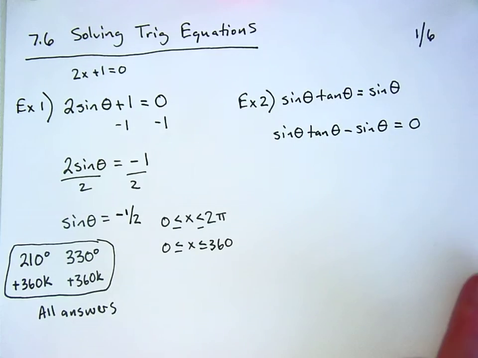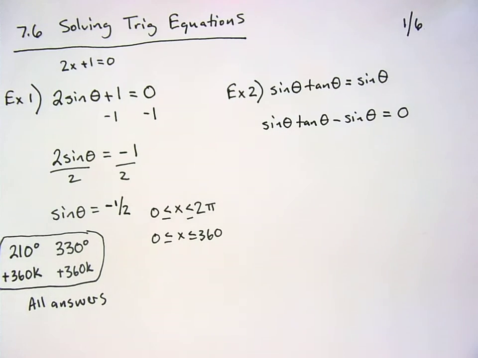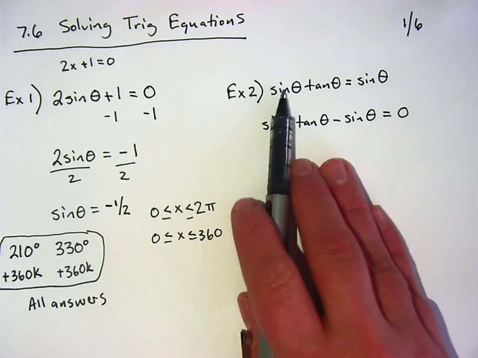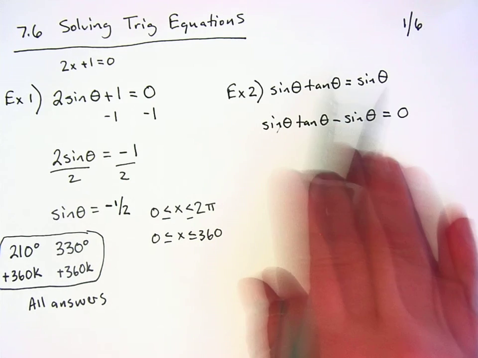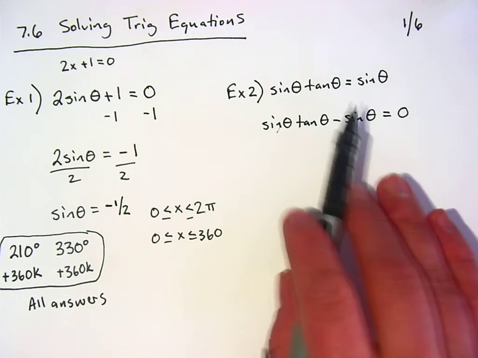Not divide these or no? You can divide these, but if you divide by sine on both sides, then you're going to lose one of your answers. So it could be just tangent equals 1. No, because then you would lose an answer. Because it could also actually be that sine of theta equals 0, because that would 0 this side out and 0 that side out, and that would work as well.